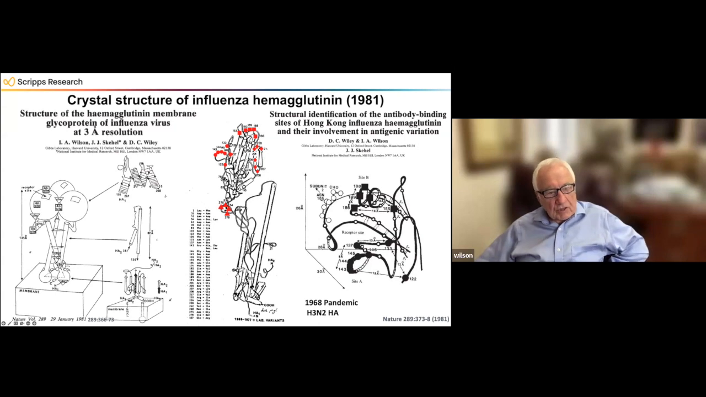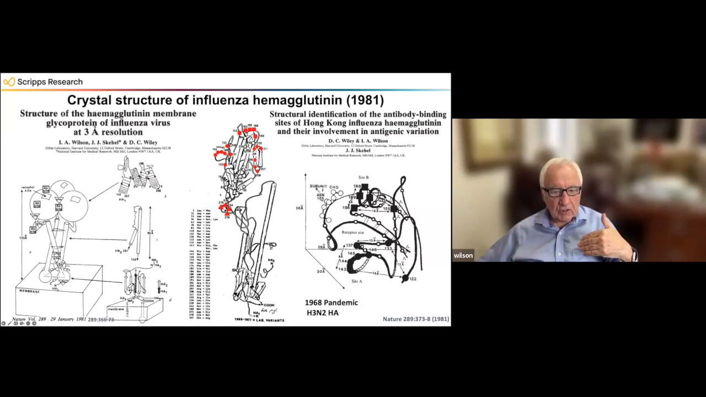So this, as you can see, we didn't have all the fancy graphics that we have nowadays. All of these are hand-drawn. We didn't have any other programs. And so this was a depiction of the trimer, and this was a depiction of one of the three monomers of this trimer. And what we could do then, we didn't have nucleic acid sequencing, we had protein sequencing.